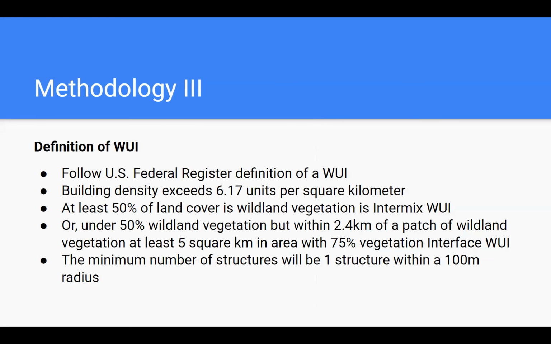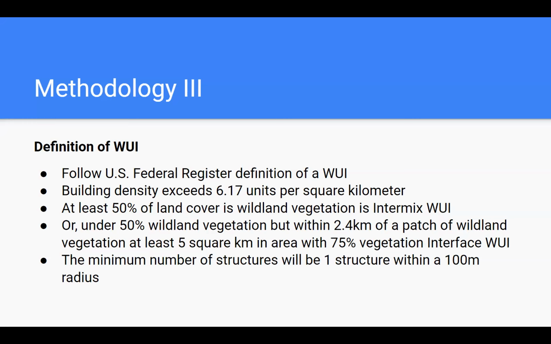So for a definition of a WUI, we'll be following similar to the US Federal Register for its definition. That is a building density over 6.17 units per square kilometer. That also includes that at least 50% of land cover is wildland vegetation. That would make it be an intermix between urban and wildland, or it can also be an interface where there'll be under 50% wildland vegetation near the building, but it's within 2.4 kilometers of a patch of wildland vegetation, at least 5 square kilometers in area, with 75% of it being vegetation.